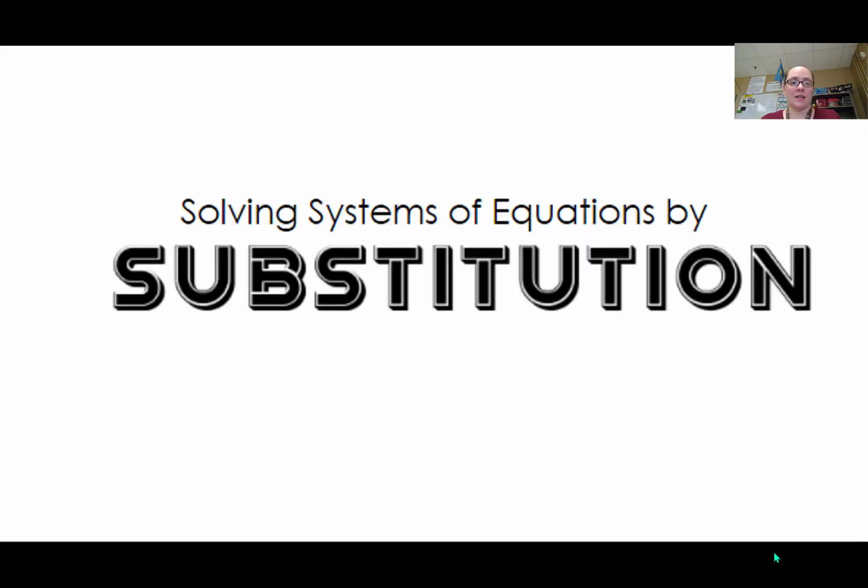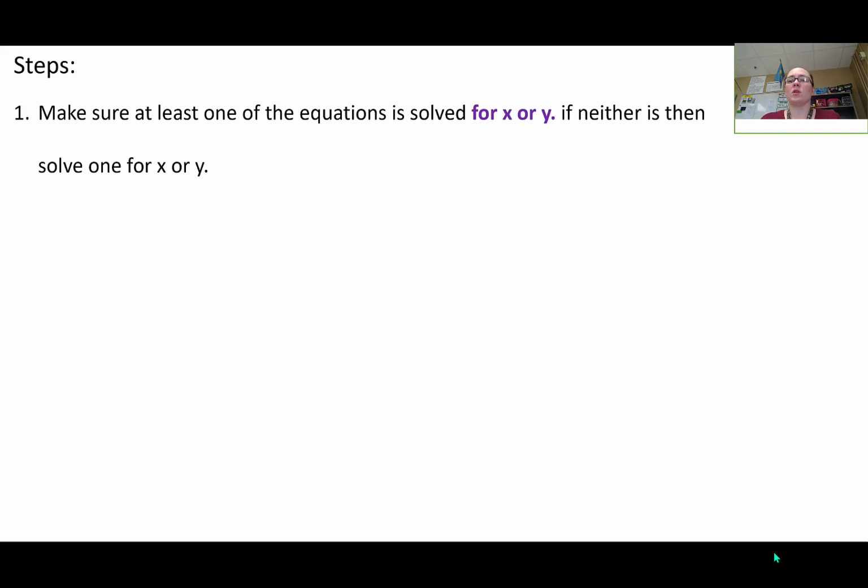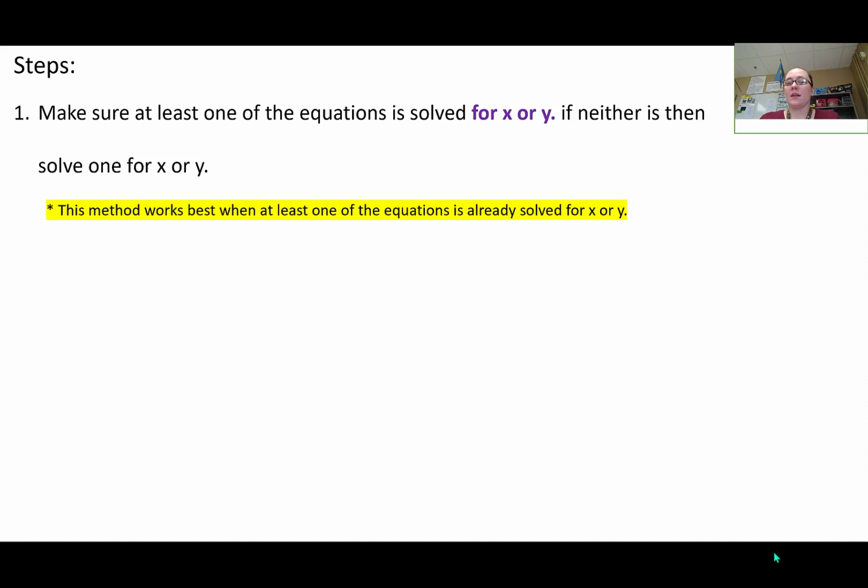One of those methods is solving by substitution, and it's a lot like how it sounds. We're substituting in something. This works really well as long as one of our equations is solved for either x or y. If neither is, then we can solve for either x or y, and we'll talk about that later on. Again, this works best if we're already solved for x or y. If not, we have a third method to use.